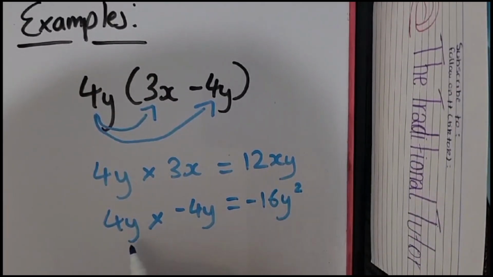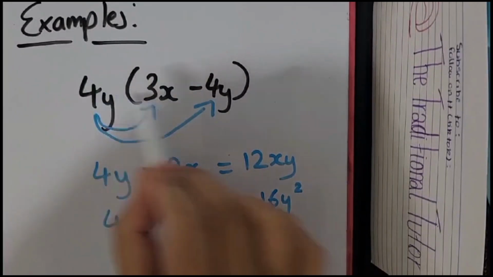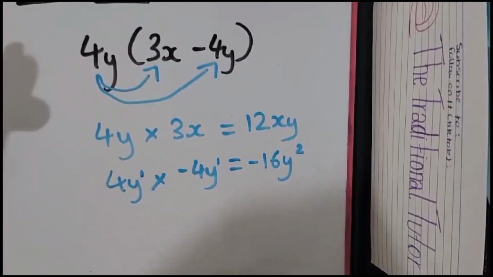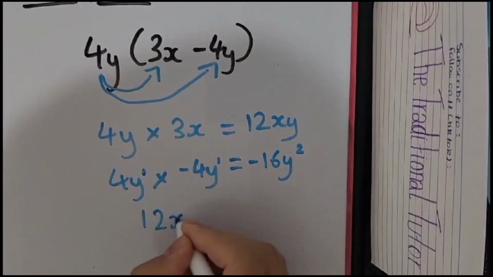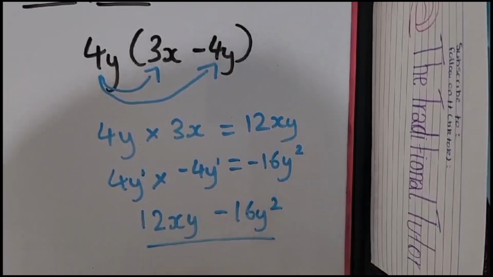Okay, so when you're multiplying your variables, remember you're adding the powers. So in this case, I've got an invisible 1 on both of my y's. When we've got a 1 as a power, we tend to not write it in maths, okay? So you'll just see it as y and y. But we do have that 1, so you can write that there to remind you to add your powers for your final answer, okay? And that means that finally I'm left with 12xy take away 16y squared as my answer.